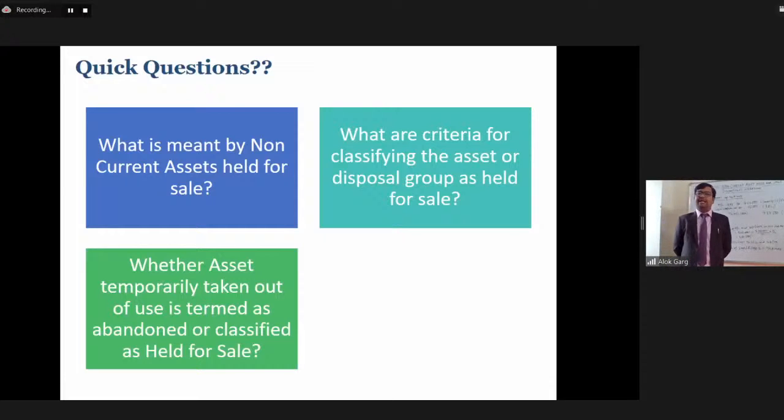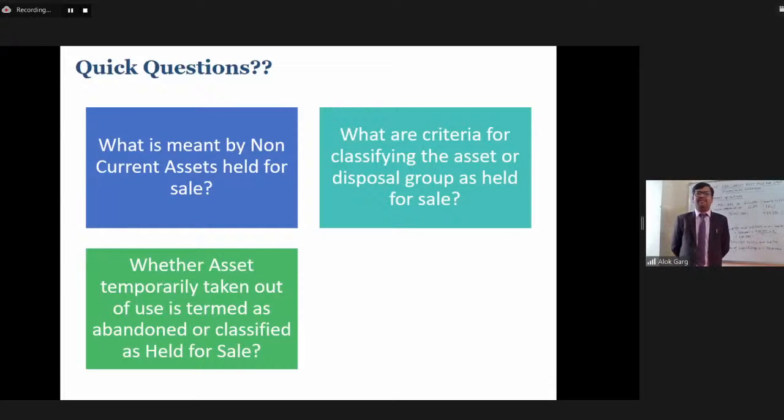The sale is likely to be concluded within 1 year. It could be beyond 1 year if it is due to circumstances outside the entity's control. And it is unlikely that the sale plan may be withdrawn.